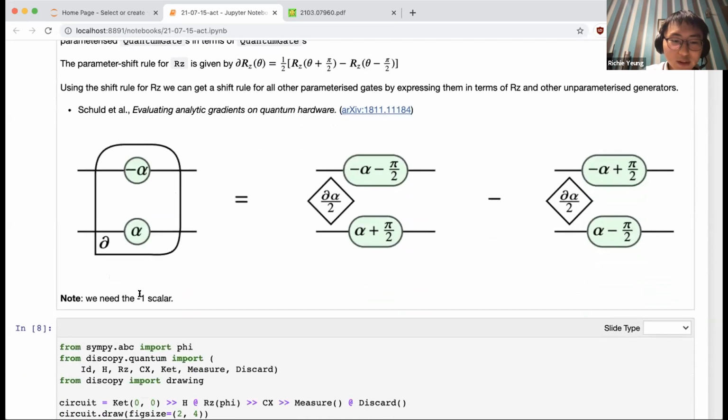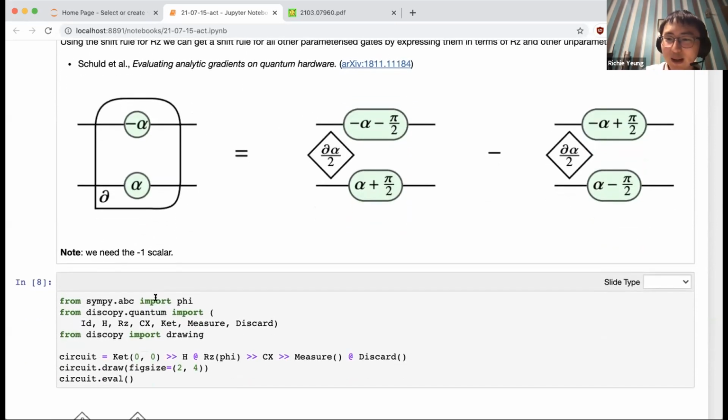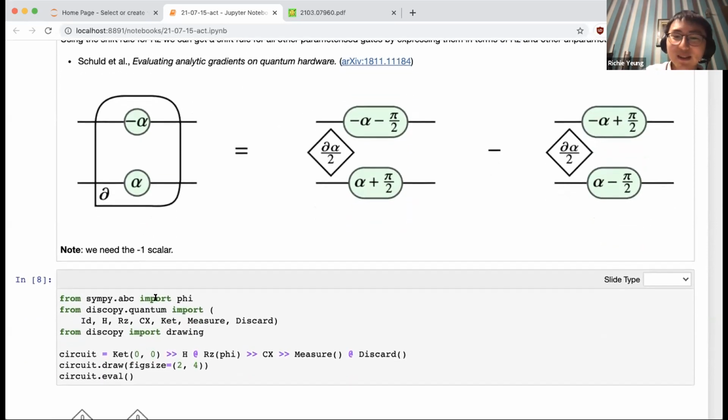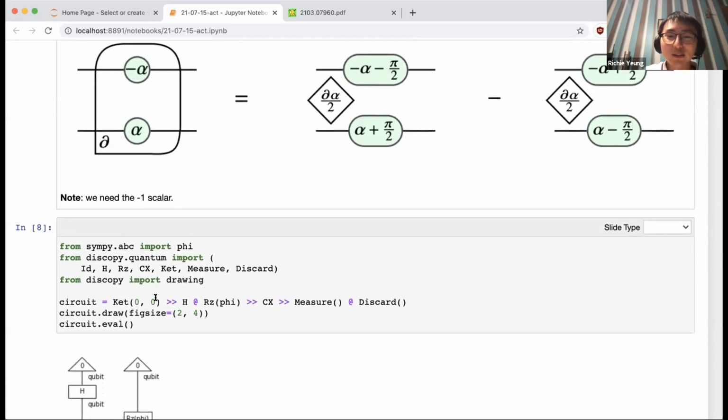You also need a -1 scalar. So if your version of ZX doesn't have the -1, you'll have to add some.